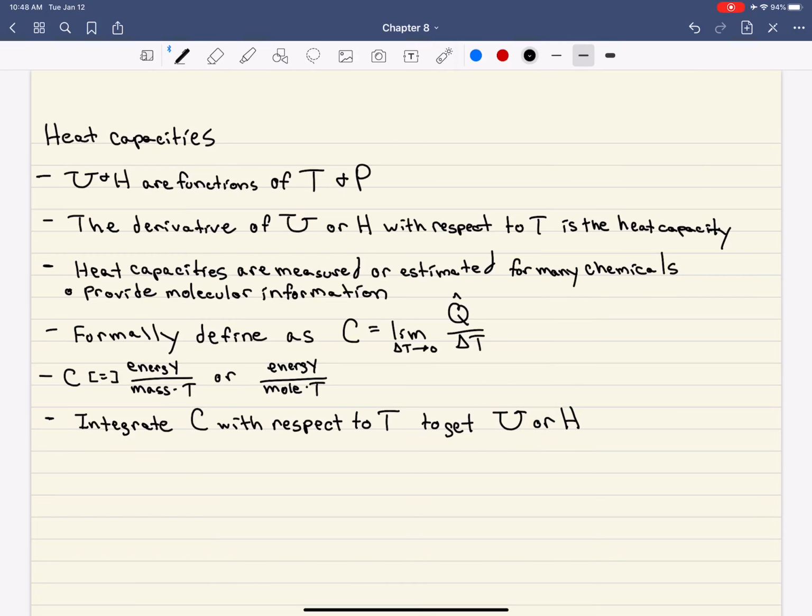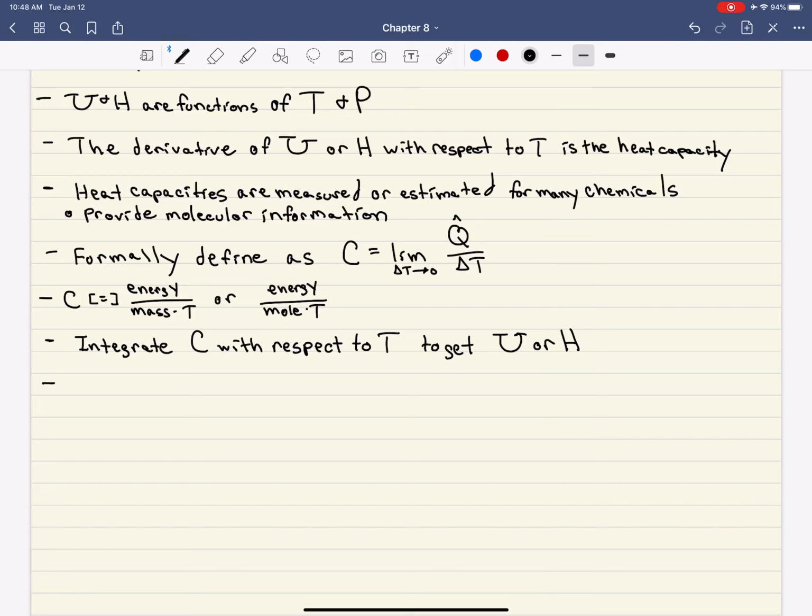Okay? And as you'll see in the following videos, there's a couple of different ways or different types of heat capacities out there.